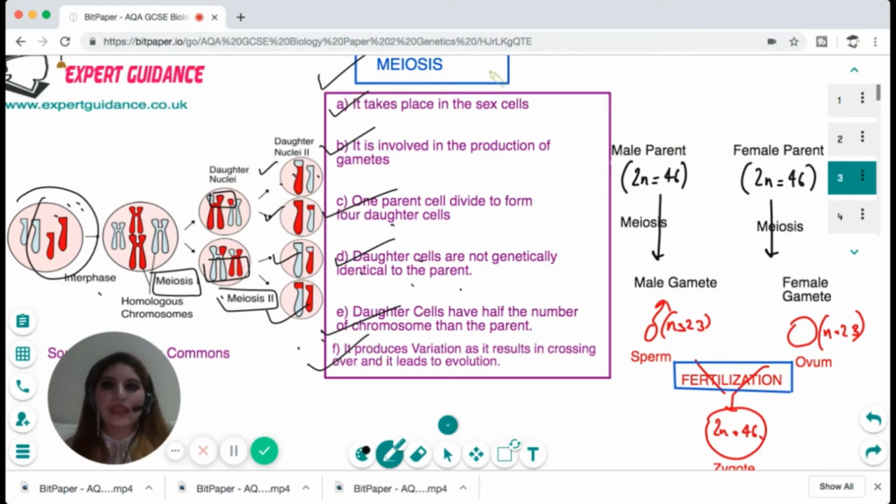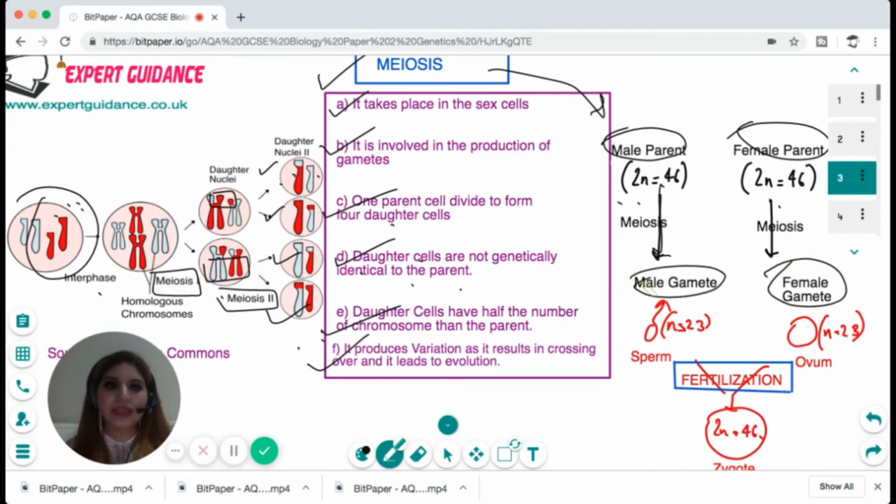Now, how can we relate it to an actual formation of offspring? When we talk about the male parent and a female parent, they both have 23 pairs of chromosomes, 46 in total. Meiosis happens and it forms a male gamete and a female gamete. The male gametes are sperms, and the female gametes are ova. Both sperm and ovum fuse by fertilization and produce a zygote.